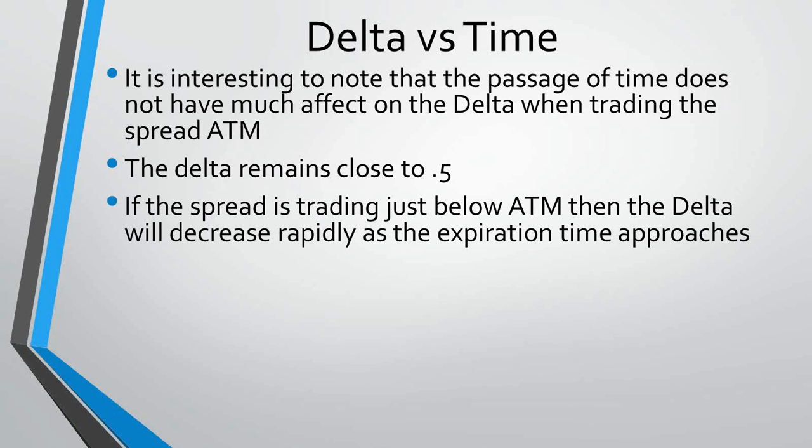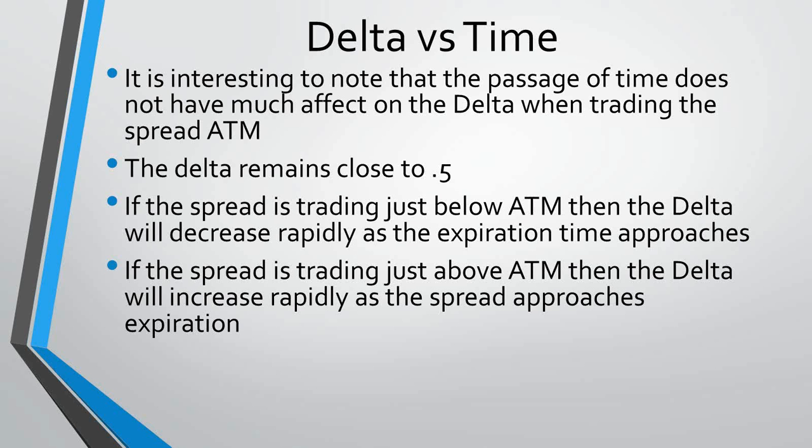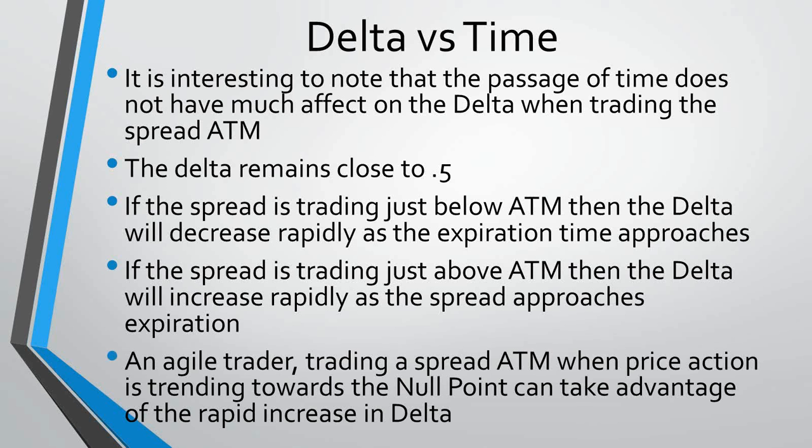If the spread is trading just below the at the money, then the delta will decrease rapidly as the expiration time approaches. If the spread is trading just above at the money, then the delta will increase rapidly as the spread approaches expiration. An agile trader trading a spread at the money when price action is trending towards the null point can take advantage of the rapid increase in delta.